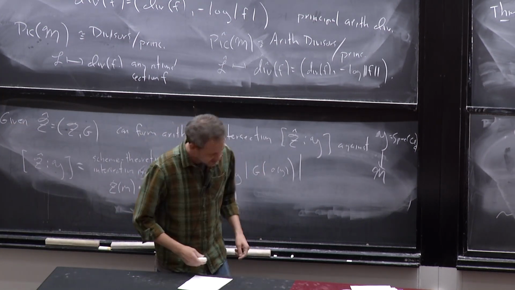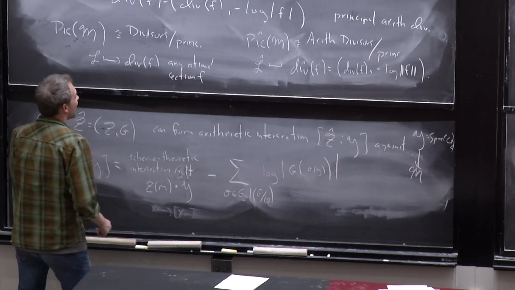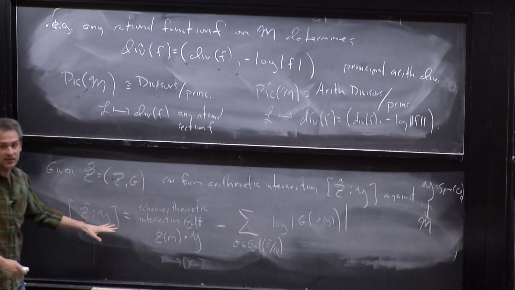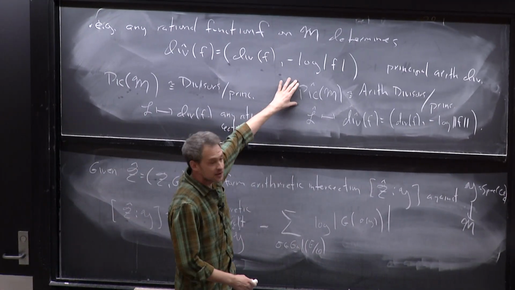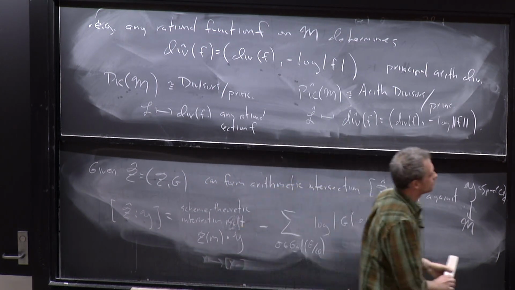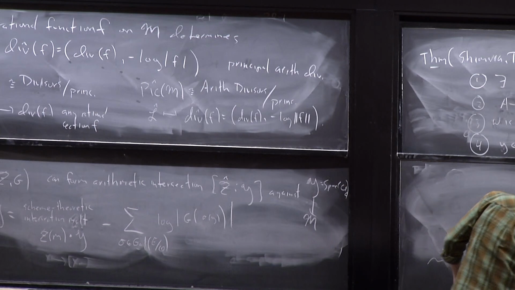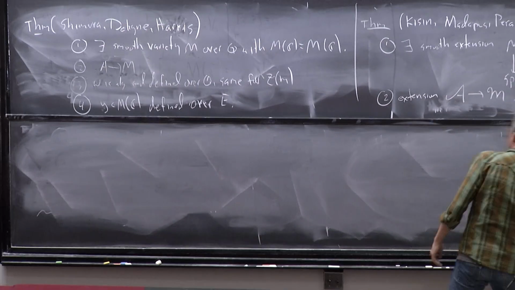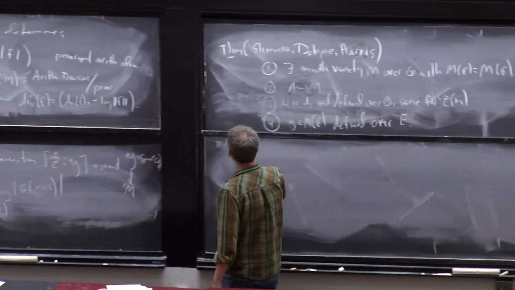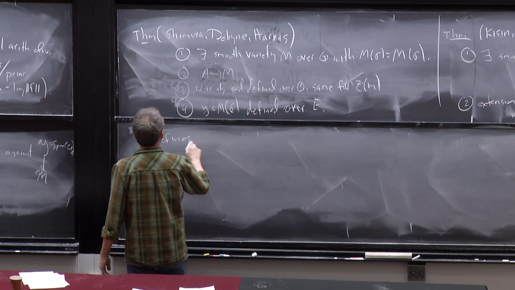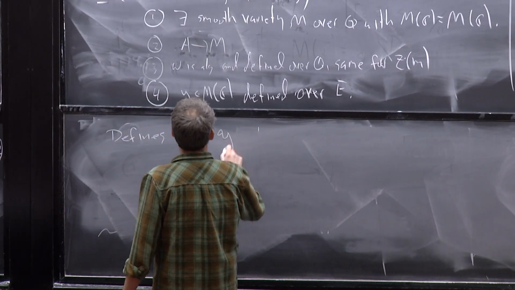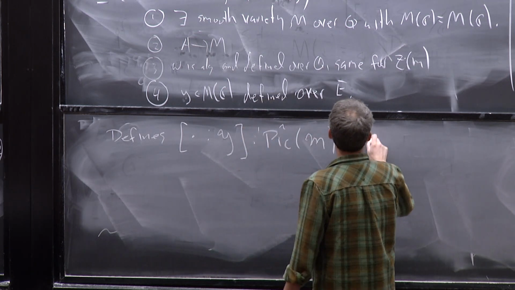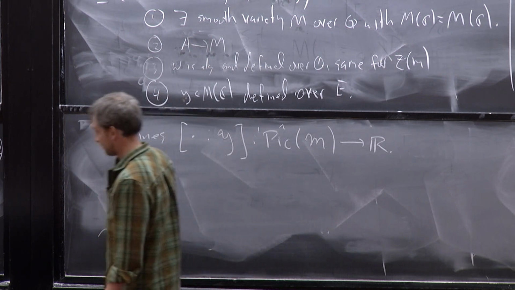And then it's an exercise to check that if your Z hat is actually a principal arithmetic divisor, then this intersection is always 0. So this intersection pairing descends to the quotient. So this defines a linear functional called arithmetic intersection against Y from Pic hat M into the real numbers.